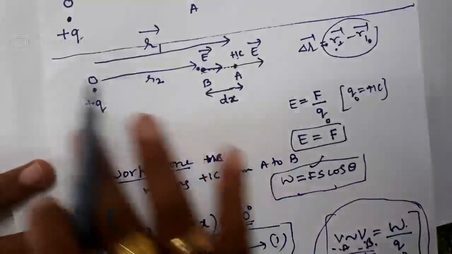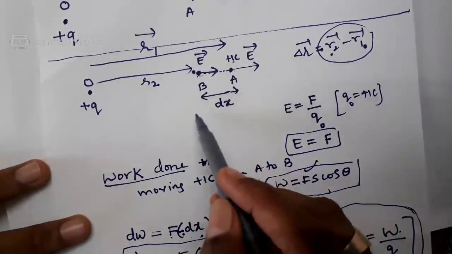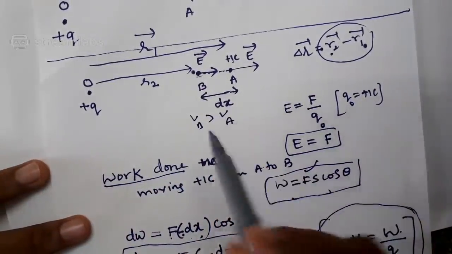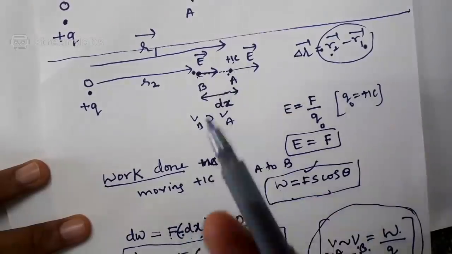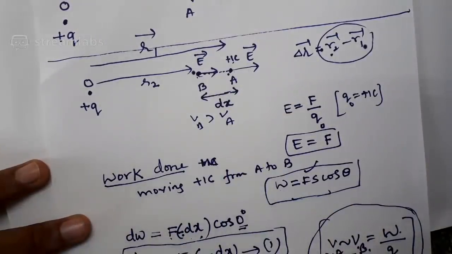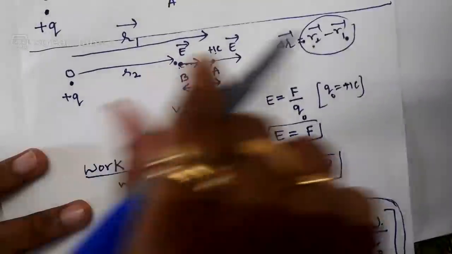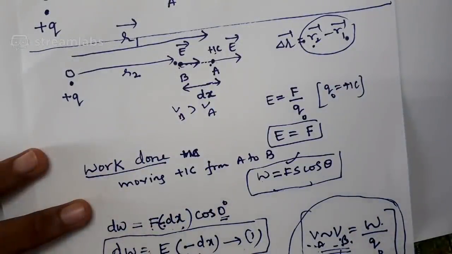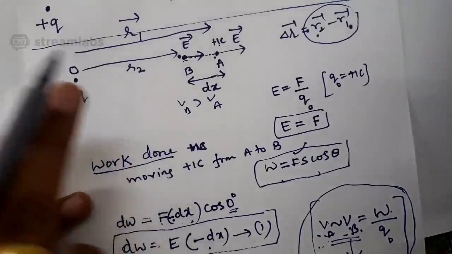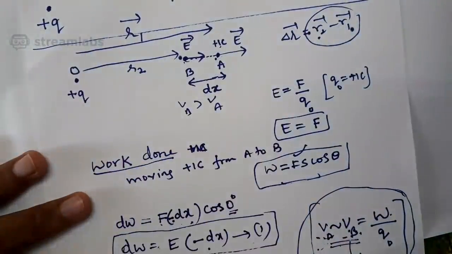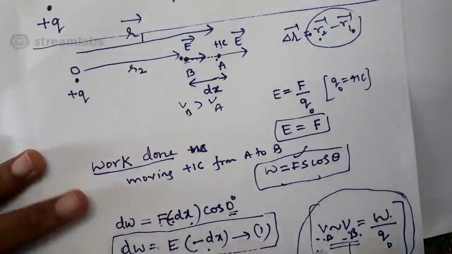Where is the potential more according to this explanation? Potential at B is greater than potential at A, no? So when you are moving from B to A, is the potential increasing or decreasing? Decreasing, correct? That means the negative sign indicates that if you move along the direction of the electric field, potential goes on decreasing. Again, I'll repeat. The negative sign in the formula indicates that if you move along the direction of the electric field, potential goes on decreasing. That is the meaning.